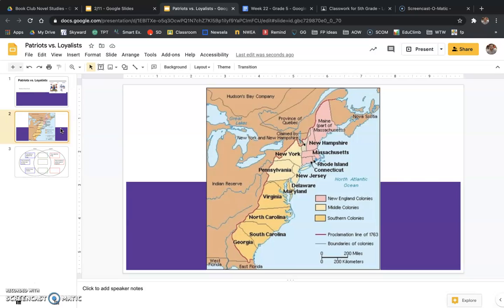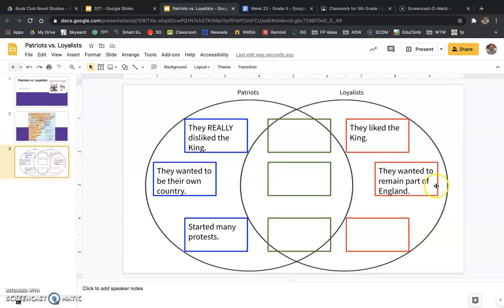We have to have our own leader. We have to come up with money to build roads and to make an army and all these things. We already have all those things in England. So we just want to stay part of England. Okay?